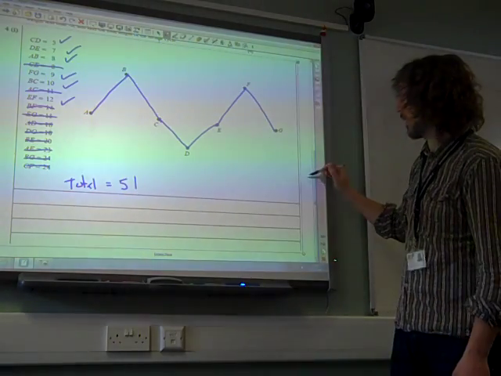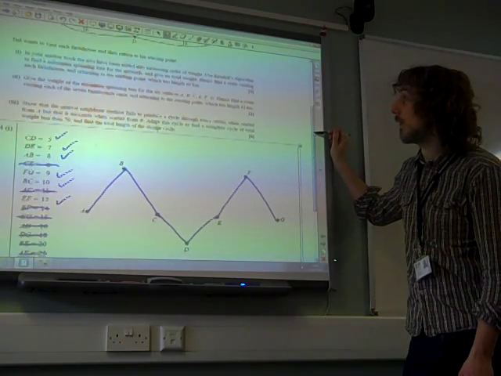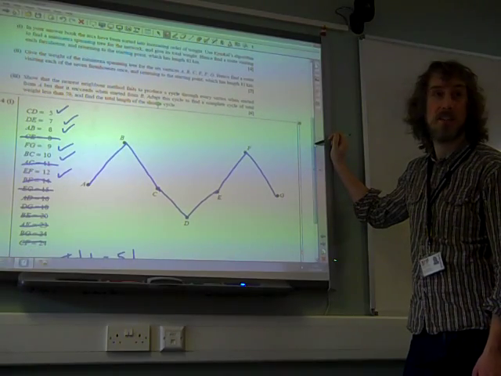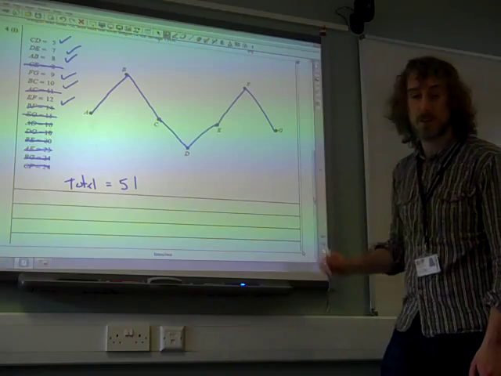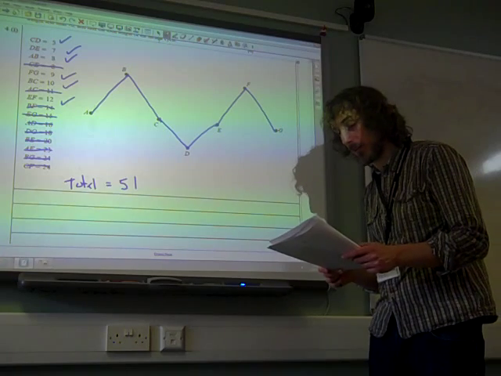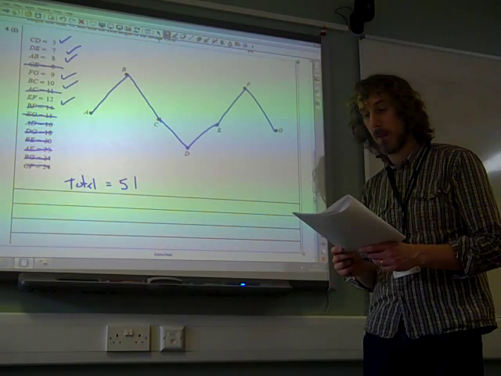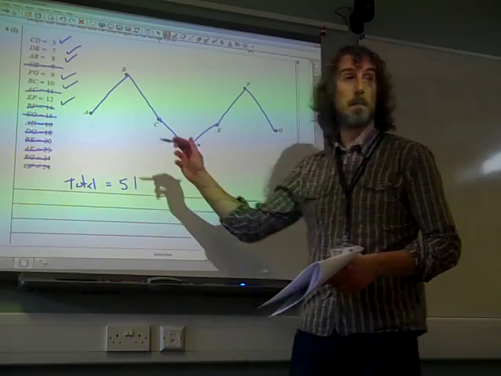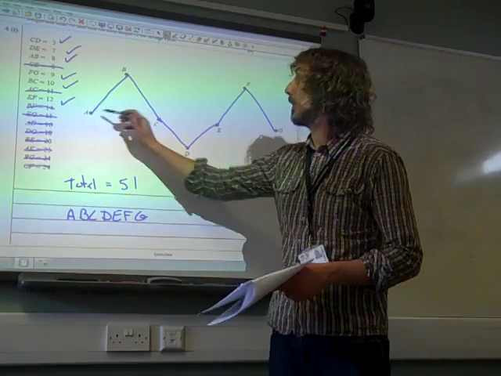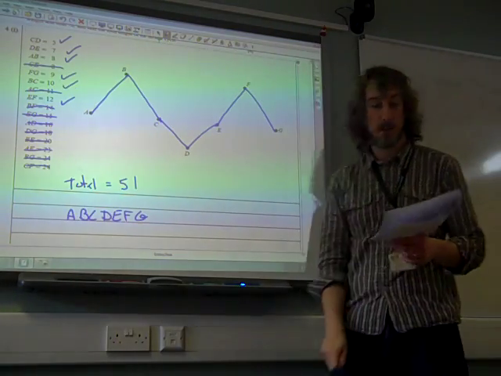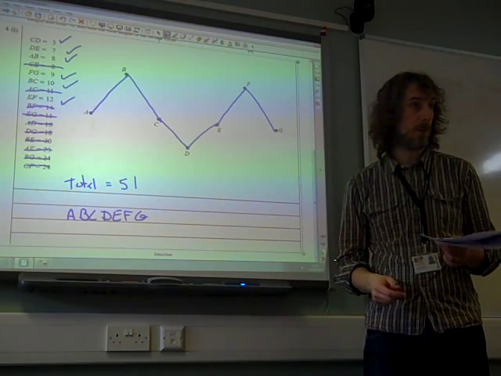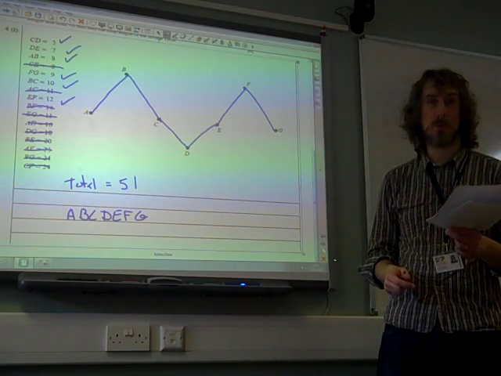It then said, using your answer, find a route visiting each farmhouse and returning to the starting point, which has length 82. So we've got this 51. We need to turn it into a route with length 82 that would work. Well, let's think. If we did this path, starting from A, going A, B, C, D, E, F, G, we then need to return home. That's our 51.